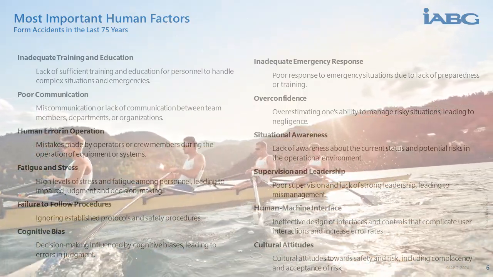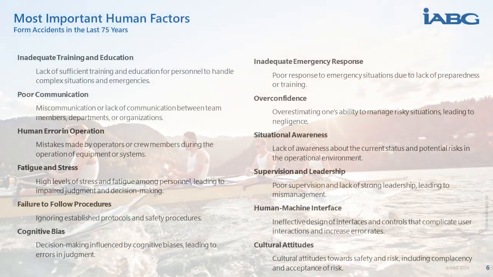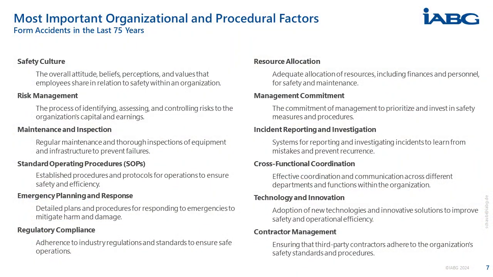Key organizational and procedural factors influencing accidents over the last 75 years. Safety culture. One of the most critical factors influencing accidents over the past 75 years is the safety culture within an organization. This encompasses the overall attitude, beliefs, perceptions, and values that employees share regarding safety. A strong safety culture promotes vigilant behavior and a proactive approach to risk management, thereby reducing the likelihood of accidents.